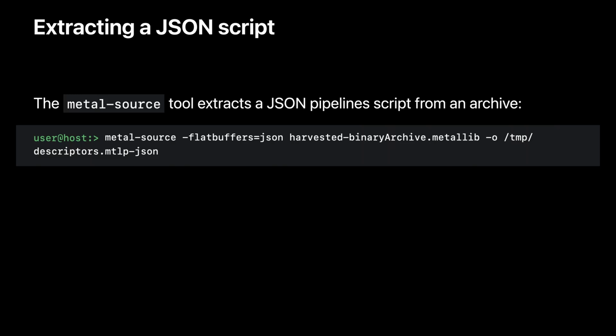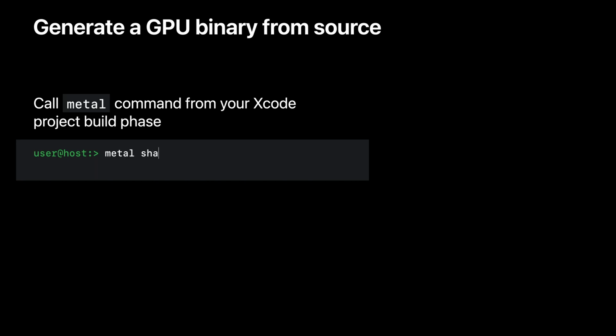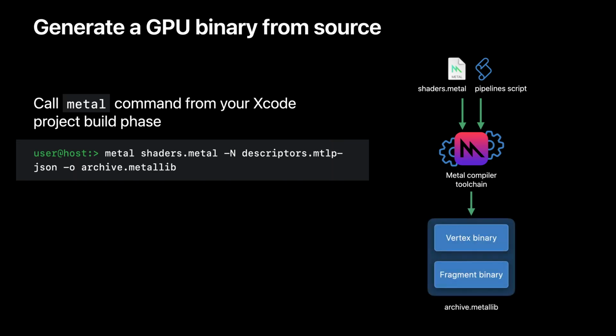Now I'll show you how to invoke the toolchain. Generating a GPU binary from an Xcode project build phase is easy. Simply invoke Metal as you would from the terminal with your source, pipeline script, and output file. Your output Metal library now contains GPU binary and can be deployed across any toolchain-supported device. And if instead of source you have a Metal library, you can pass that to the toolchain too.